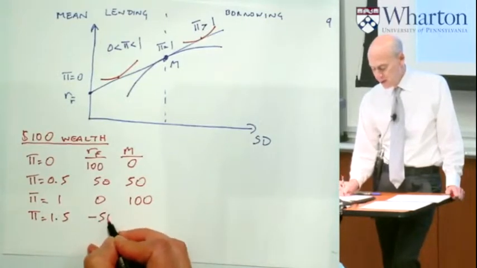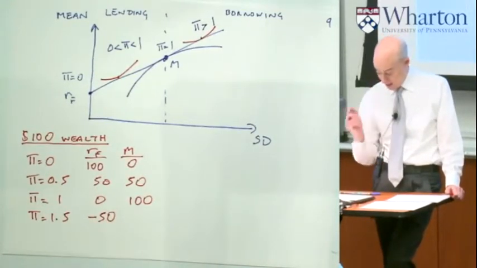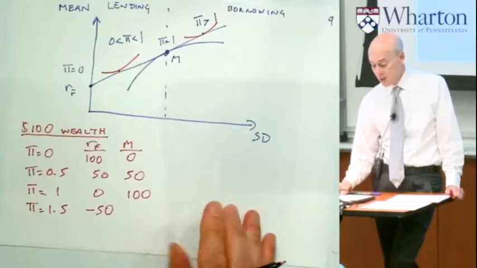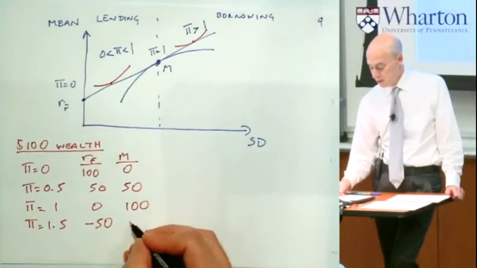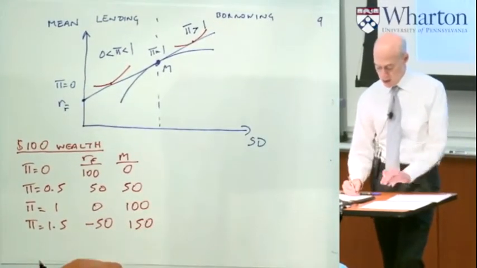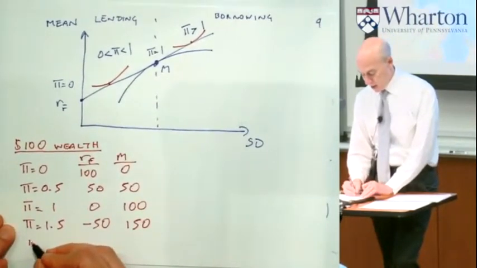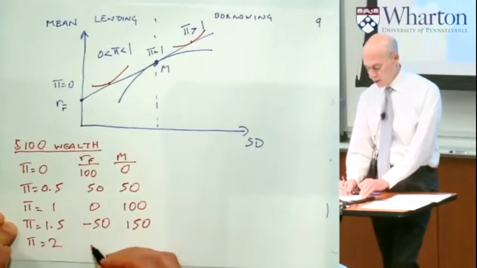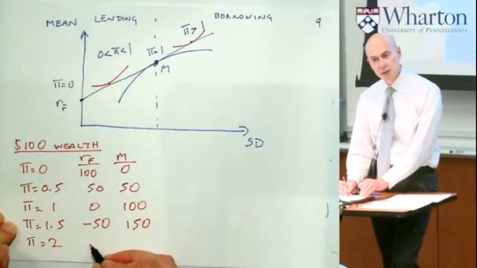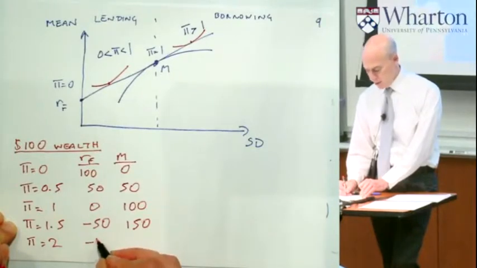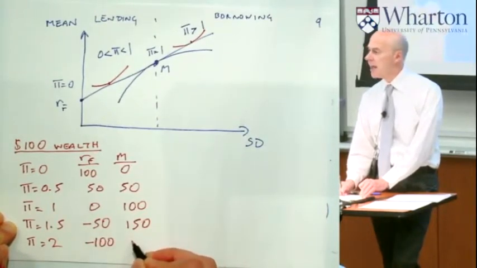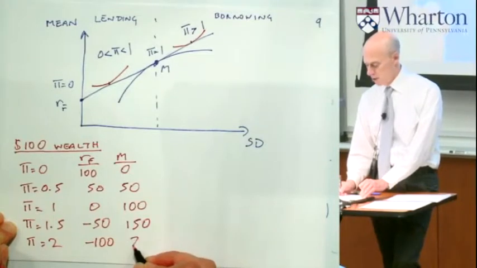And if pi is 1.5, what do you have? Negative 50 in the risk-free, so you're borrowing that. And then you've got how much in M? 150. And then we'll do one more. If pi is 2, that means you've got what? You're borrowing 100 and you've got how much in M? 200.